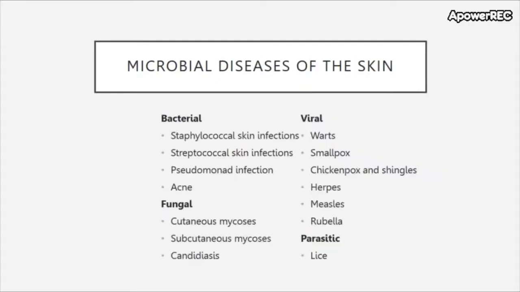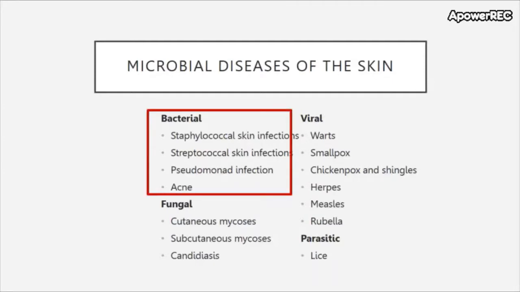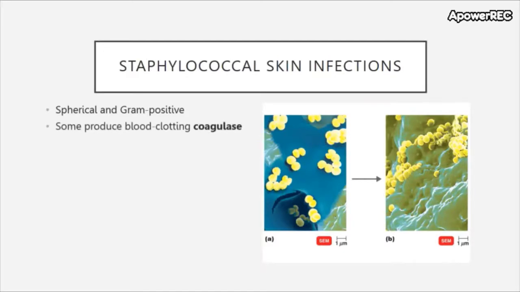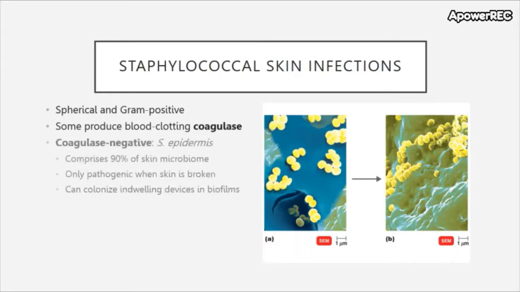In this discussion, we will cover 4 different groups of microbes that cause diseases of the skin. They include bacterial, viral, fungal, and parasitic. So let's begin with bacterial. One of the most common causes of bacterial skin infections are Staphylococcus. Their characteristics include that they are spherical and gram-positive, and some, not all, produce blood-clotting coagulase, which is a virulence factor for the organism.